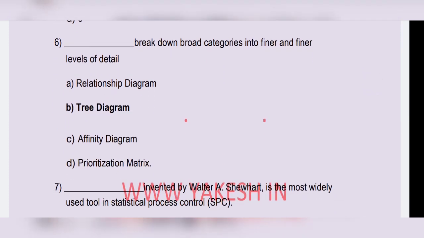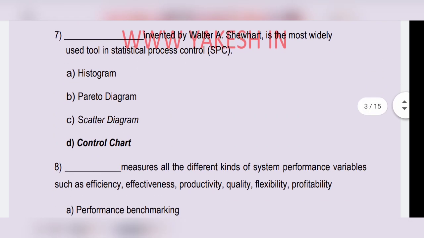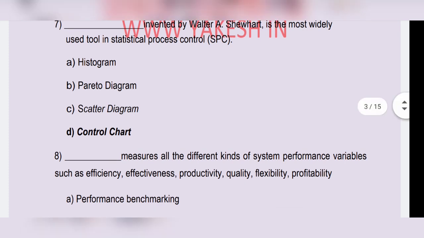Dash breakdown board category in final level of details. Option B, tree diagram. Option B is the correct answer. Dash, invented by, is the most widely used tool in statistical process control, SPC. Option D, control chart. Option D is the correct answer.